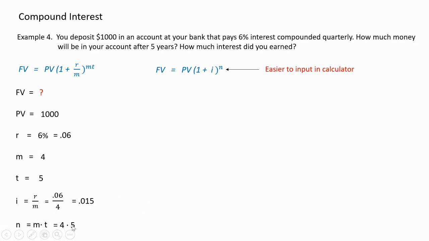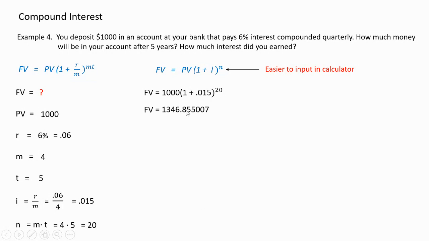And my n is going to be 4 times 5, right? Because the n, compounded quarterly, is 4, and the time is 5 years. So 4 times 5 is 20. So there's your formula, guys, right? So future value, there's my present value. There's a 1. There's my I with a 0.015, and my n is 20. So all you do is put it in the calculator just the way it is. So that's your answer.